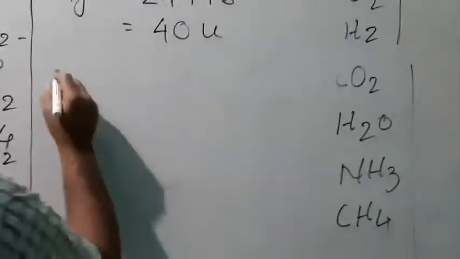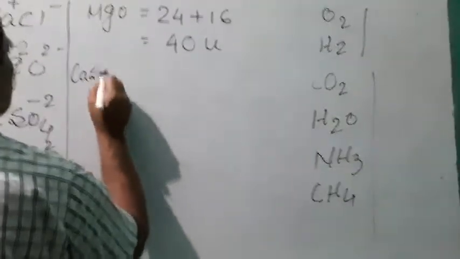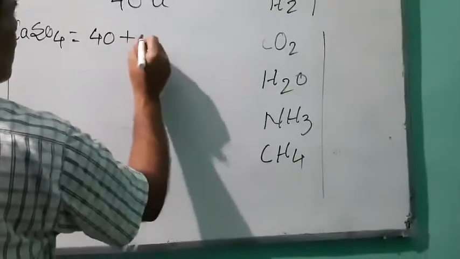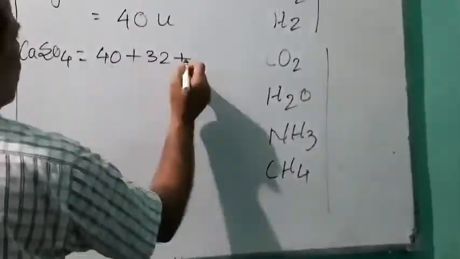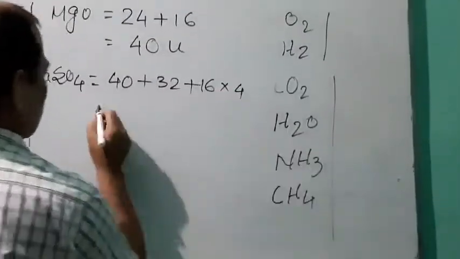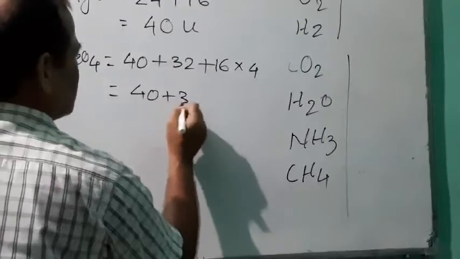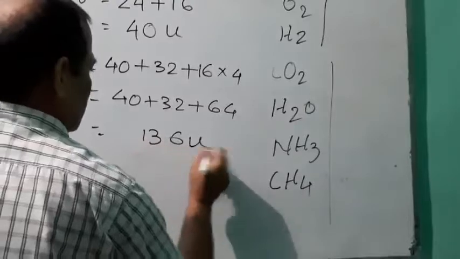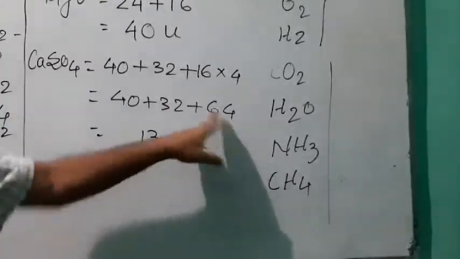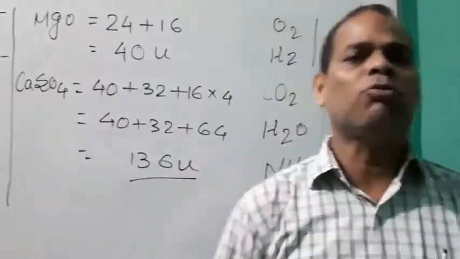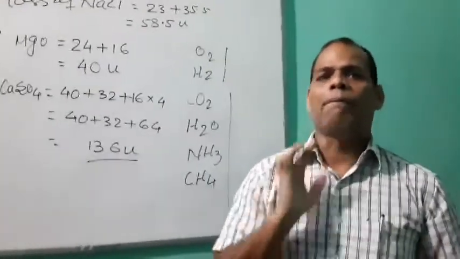Similarly, if you want to find out calcium sulfate: calcium 40 plus sulfur 32 plus oxygen 16. But how many oxygens are there? 4. 16 into 4. 40 plus 32 plus 64. Hopefully correct. So this is the way to find out, my dear students, the formula unit mass of a compound.